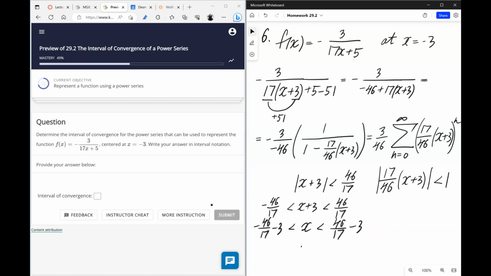And to finish the problem, I have to do the math. 3 times 17 is 51. So here we have negative 5 over 17. Here we have negative 97 over 17.